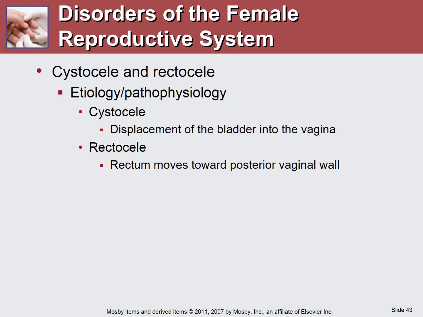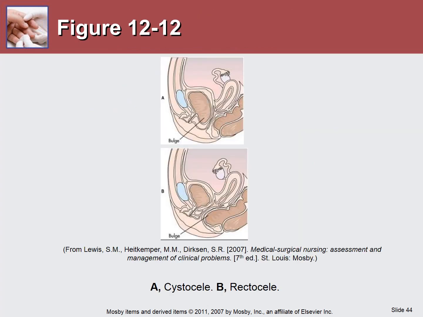You have cystocele and rectocele, another displacement, but this time the cystocele is displacement of the bladder into the vagina, or rectocele, where the rectum moves towards the posterior vaginal wall. Next slide. So it's showing you A is cystocele, the first diagram. You see how the bladder is bulging there, and B, the rectum bulges down there. Next slide.